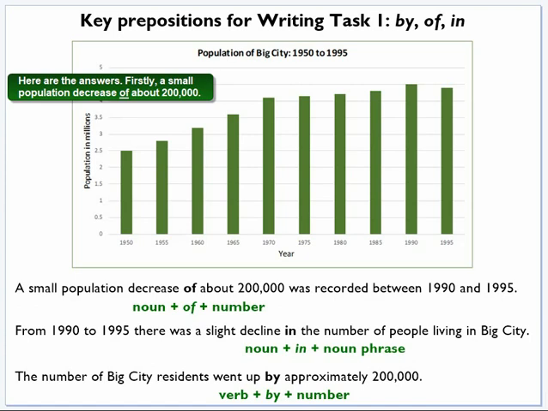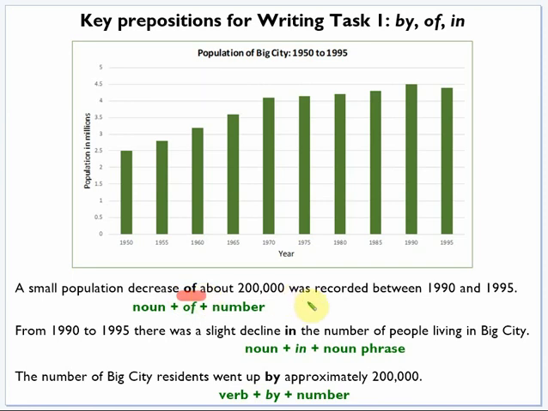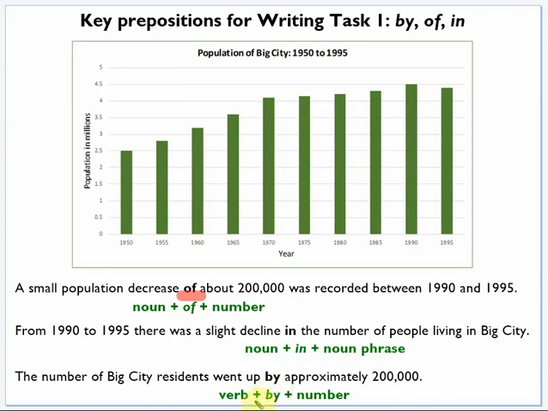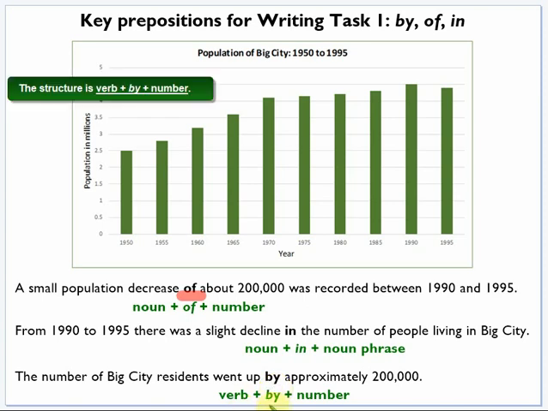Here are the answers. Firstly, a small population decrease of about 200,000. This follows the structure noun plus of plus number. Next, a slight decline in the number of people living in Big City. This follows the structure noun plus in plus noun phrase. Finally, we have went up by approximately 200,000. The structure is verb plus by plus number.